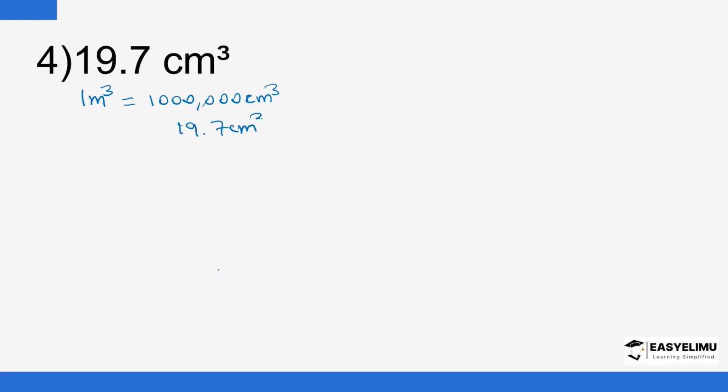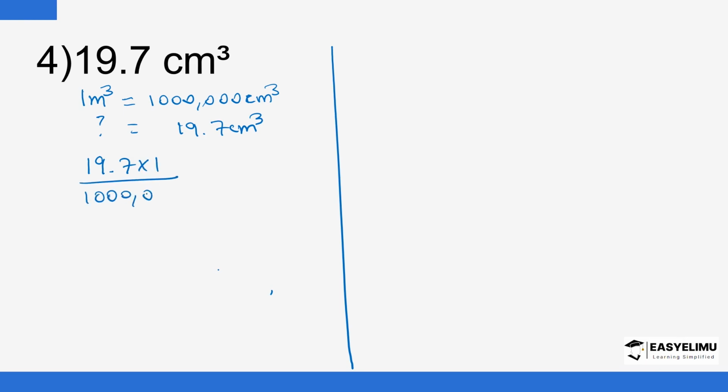What about 19.7 cubic centimeters? What is it supposed to be? So question mark. So we multiply 19.7 by 1 divided by 1 million. So what we're going to do is multiply 19.7 by 1 to give us 19.7, and then divide by 1 million. So the decimal point will move to the left 6 steps.